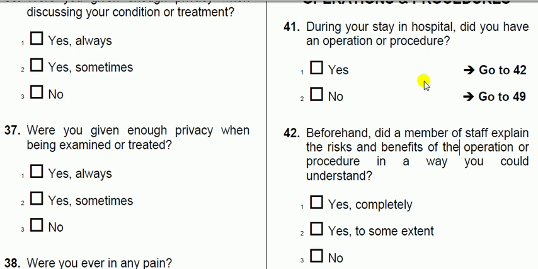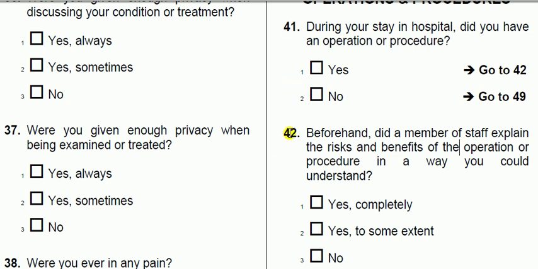If a person answers yes here, that they did have an operation or procedure, then 42 would be relevant: did a member of staff explain the risks of the operation in a way you could understand? But if you didn't have an operation, obviously question 42 would not be relevant. So maybe you need something like this in your questionnaire, whether it be marketing or psychology or anything else. I'm going to show you how to set up your SPSS window to accept data like this.